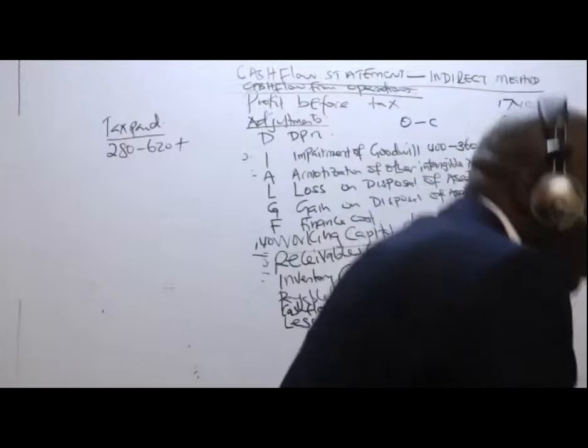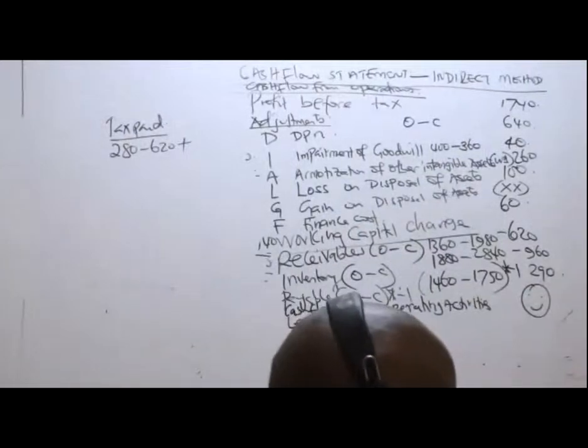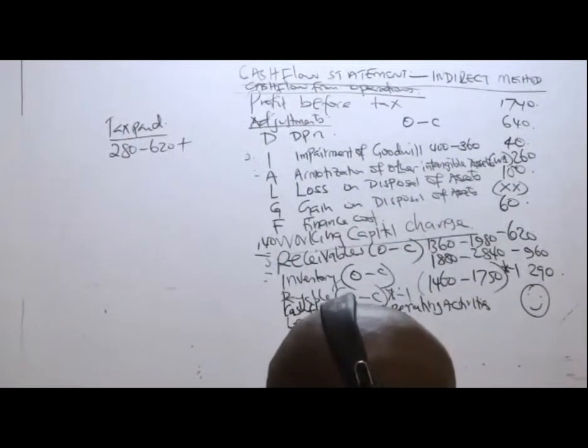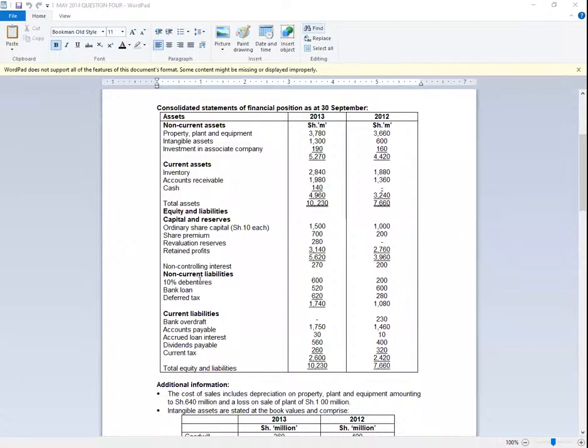Plus the current tax. So current tax, I'm taking what minus what? Is there somebody who is able to see the current tax here? 320 minus 260. So plus 320 minus 260.